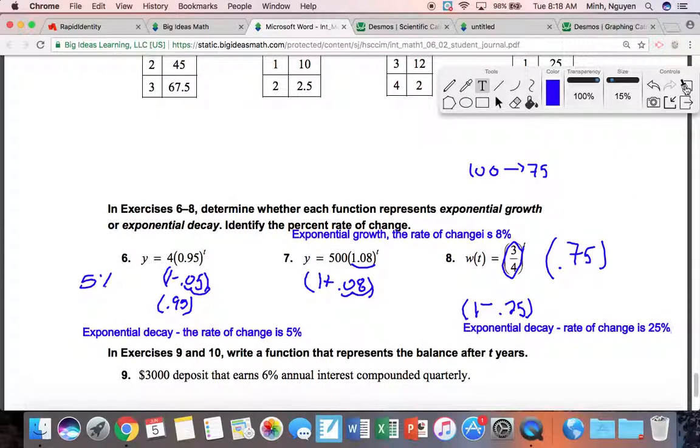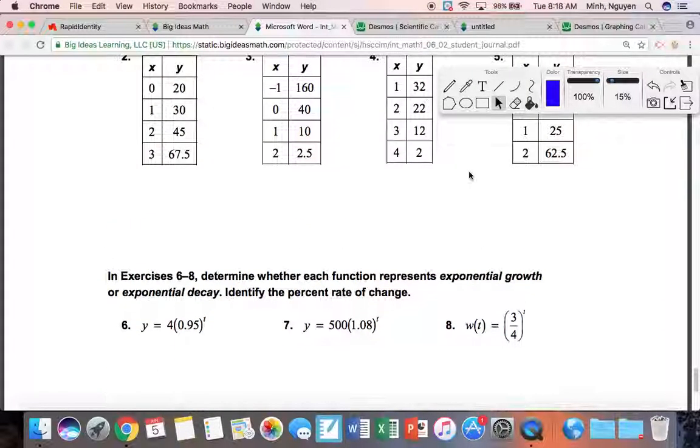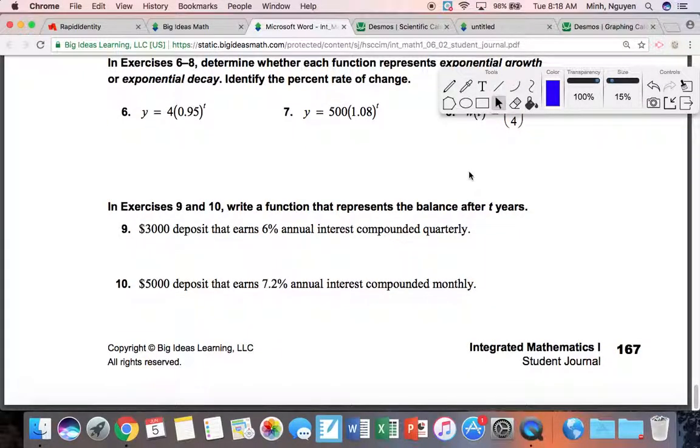Okay, and lastly, you'll notice that I'm working through all these. There's just a lot of variety in these problems. So hopefully with these explanations, you'll go into your textbook and have more work to practice on. But there's very little here to work with, so I don't feel bad explaining most of it to you guys. Write a function that represents the balance after 2 years.